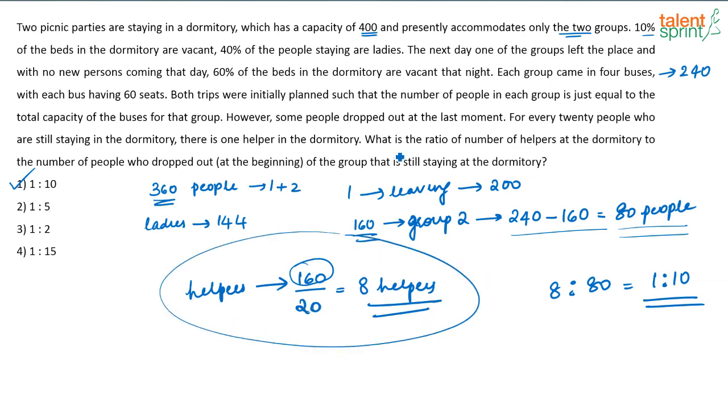Now the question is, what is the ratio of the number of helpers at the dormitory to the number of people who dropped out of the group that is still staying in the dormitory? Which is the group who is still staying in the dormitory? Group 2. Correct? How many people are there in group 2? 160 people are there. How many people should have been there in group 2? 240 people should have been there. What happened to those 80 people? They are the ones who dropped out in the end, right? That's why only 160 have come from group 2. So that's how I get 80, or the answer is 8:80, which is equal to 1:10.